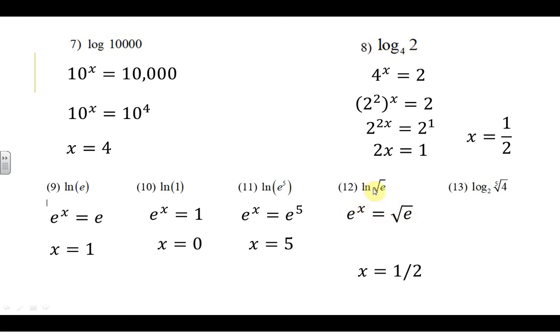Either way, like we said, ln e undoes it. So basically, this radical sign is an exponent of a half. Or you can just do e to the x equals e to the 1/2, and then obviously when you drop your bases, you get a half.